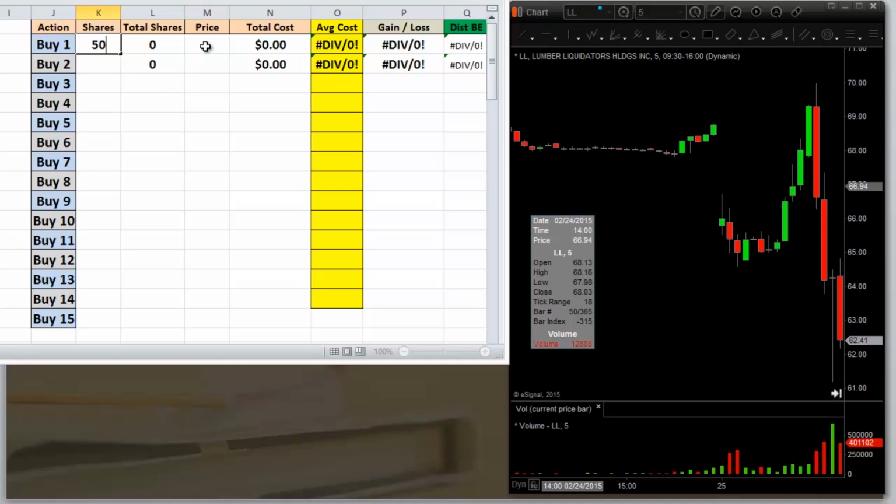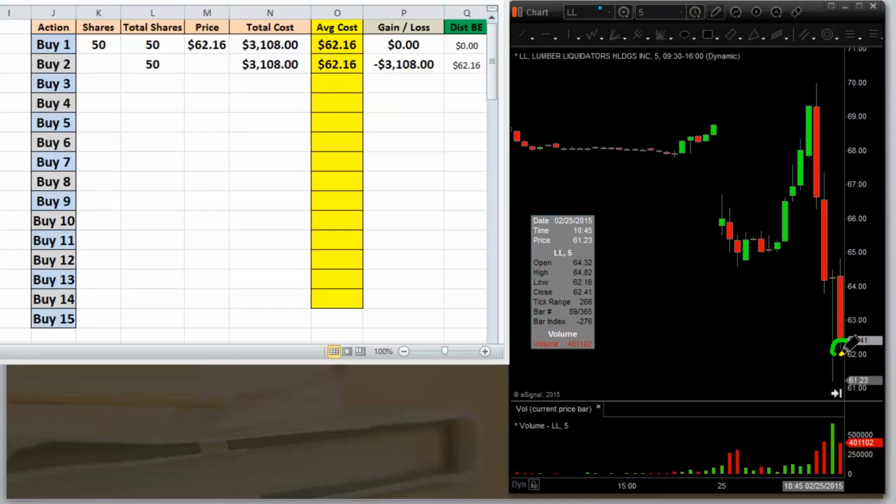So if it hits the level of 62.16, again, 62.16 is just simply the low of right there. So that would make sense from a charting perspective. So that's where you want your first entry to be. So again, you would have 50 shares at 62.16. Your break even, obviously it doesn't have to travel anywhere because you're already right at break even. And then let's just go through our sequence.